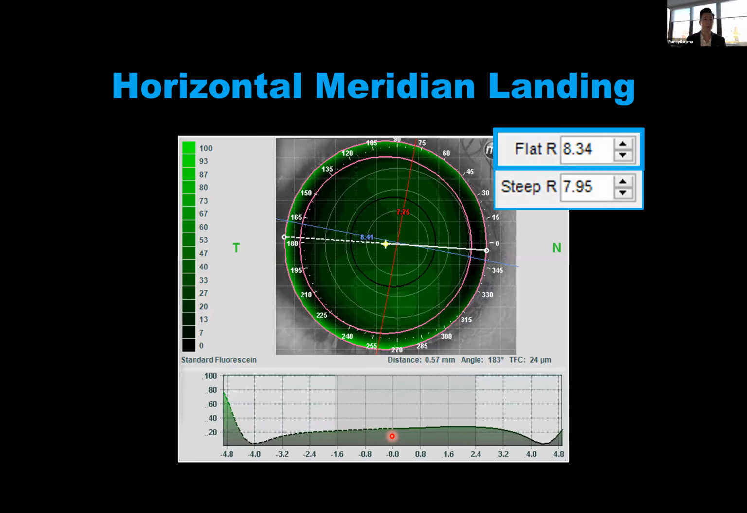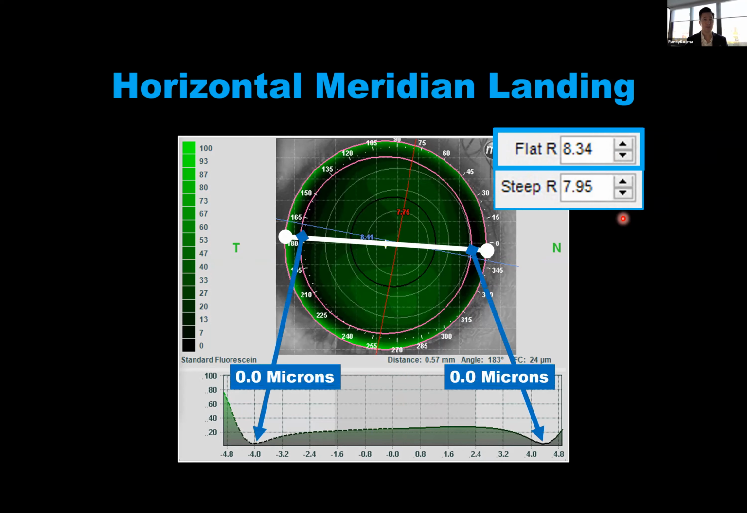So what we're going to do is build a toric lens that has two distinct meridians of height, one across the horizontal and one across the vertical. So two completely different radii of curvature. Now, when we build that lens with those two distinct radii, we create the same type of rules where we want the lens across the horizontal to land down at 3 and 9 o'clock.